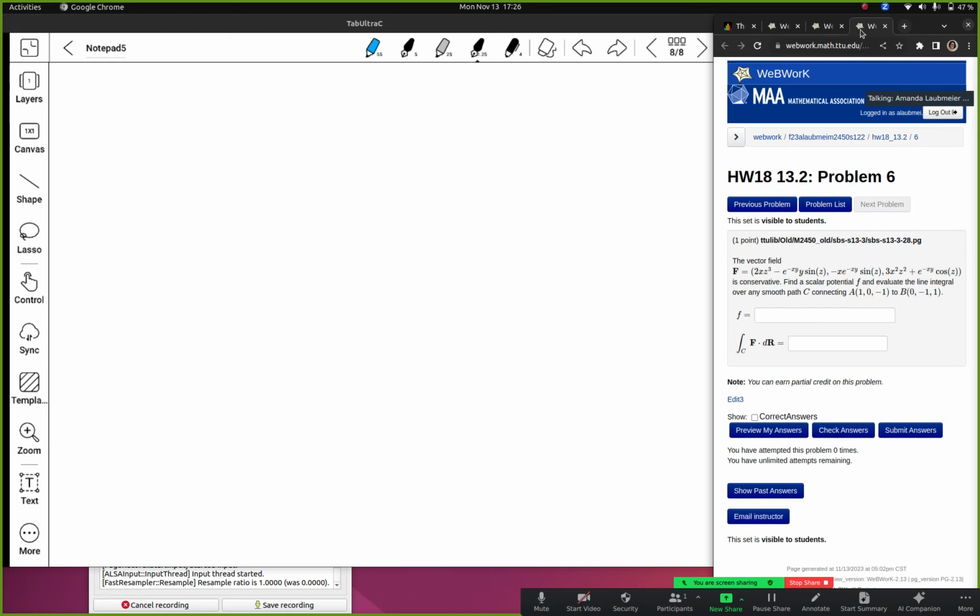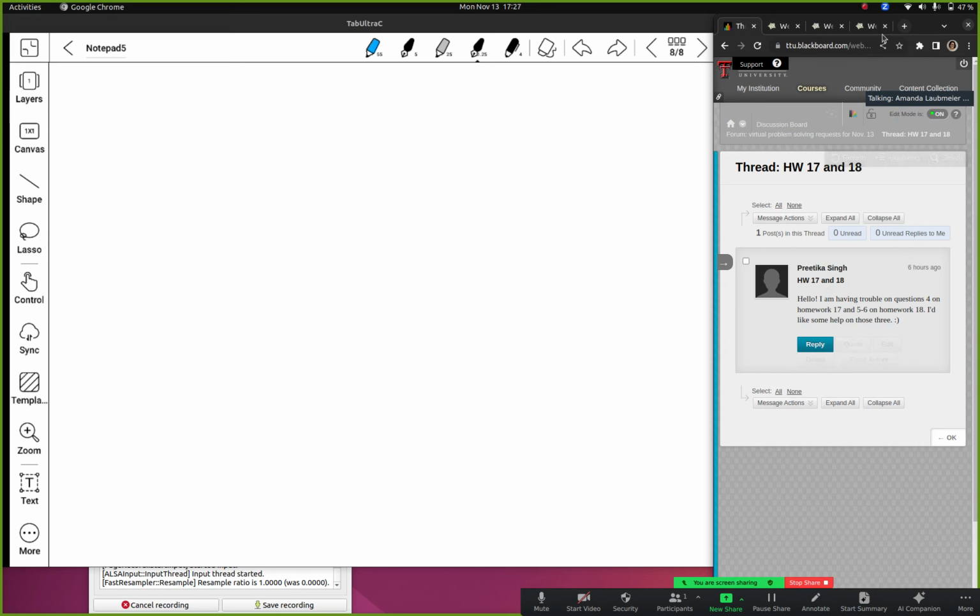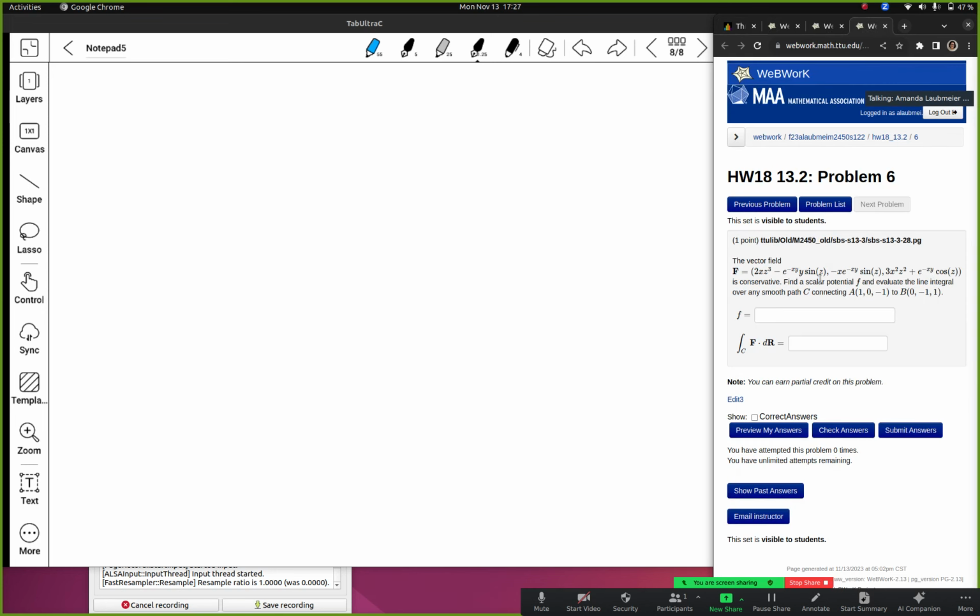And then the last request was for problem 6 on homework 18. So that's this one right here. We're given a vector field, we're told it's conservative, and we're told to find a scalar potential f and evaluate the line integral over any path that connects A and B. So this is again a line integral problem, but in this case they're not even giving us the option of parameterization. They're just saying do the fundamental theorem of calculus. If you wanted to parameterize this curve, you would have to invent the path that connects those 2 points and then proceed.